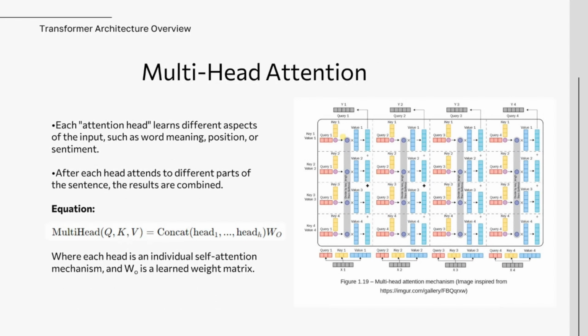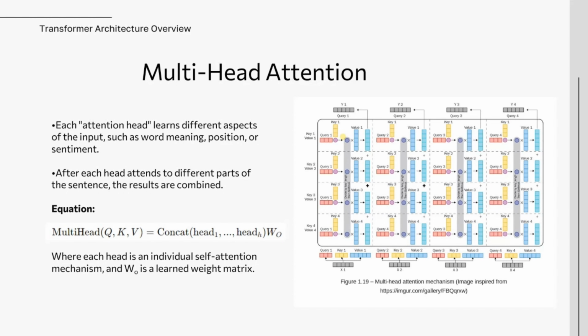Now let's break down the equation for multi-head attention, which is central to how transformers work. The multi-head attention mechanism is represented by the equation shown on the screen. Here, Q, K and V are the query, key and value matrices. Each attention head uses these matrices to compute attention scores and focus on different aspects of the input data. On the right hand side of the equation, each head represents a different attention head. Each head performs its own attention calculation, focusing on different parts of the input data. This allows the model to capture various types of relationships and features.